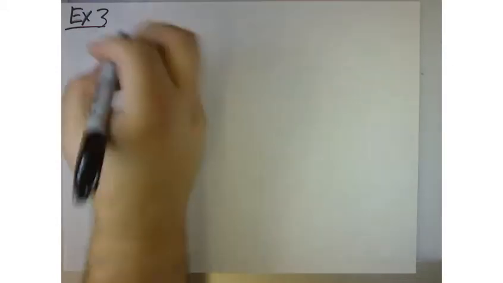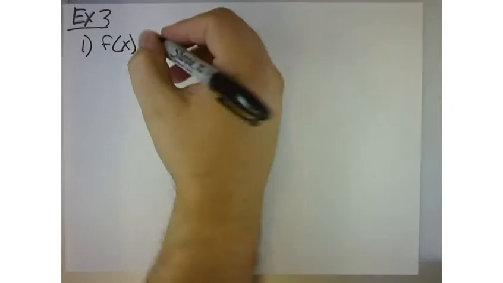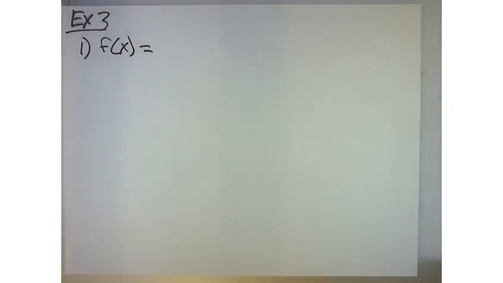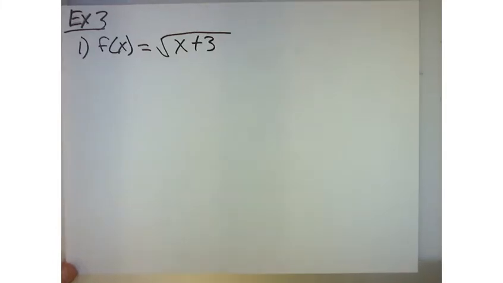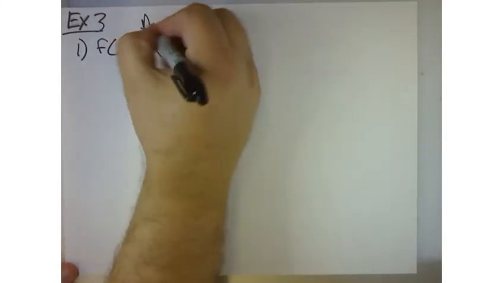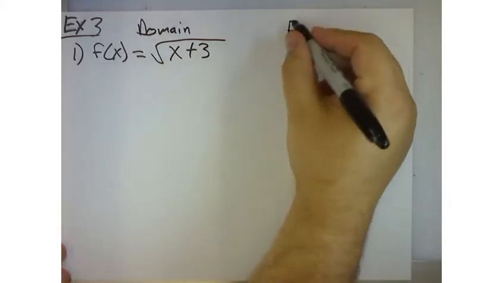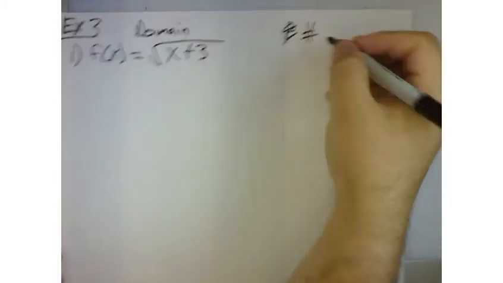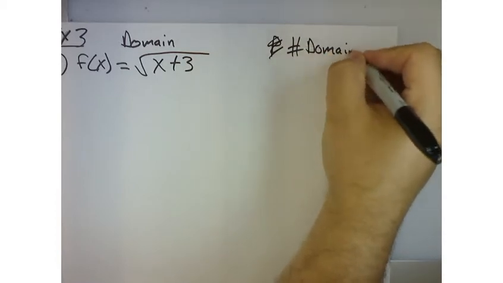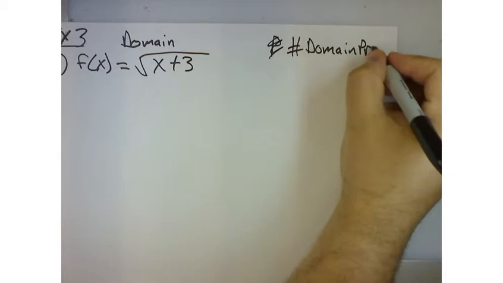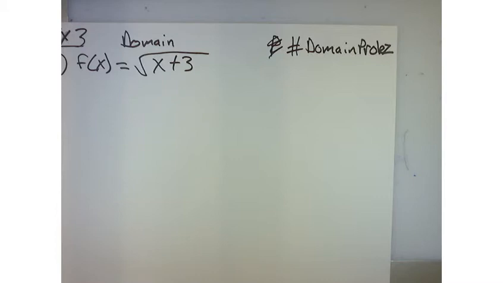In the domain of some function. So the first function they give us is f of x is equal to the square root of x plus 3. Alright, and we're asked to find the domain. We'll call this hashtag domain probs. Okay, domain probs.